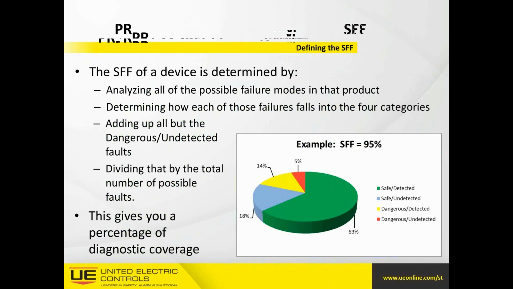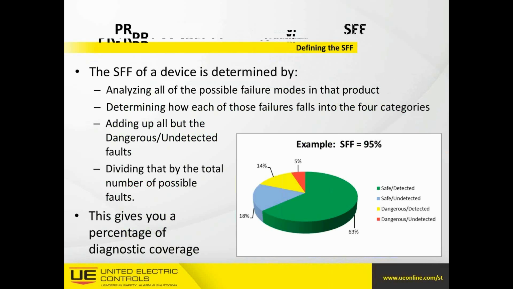And the way it's been measured, if you look at the calculations, is there is 63%, as you can see, safe detected. So anything that could go wrong with this thing, 63% of the time it's going to tell you. There is also 18% safe undetected. It still can run, but the only way you're going to find this, say, missing segment or what have you, is through a proof test. But you're okay. It's still safely running.